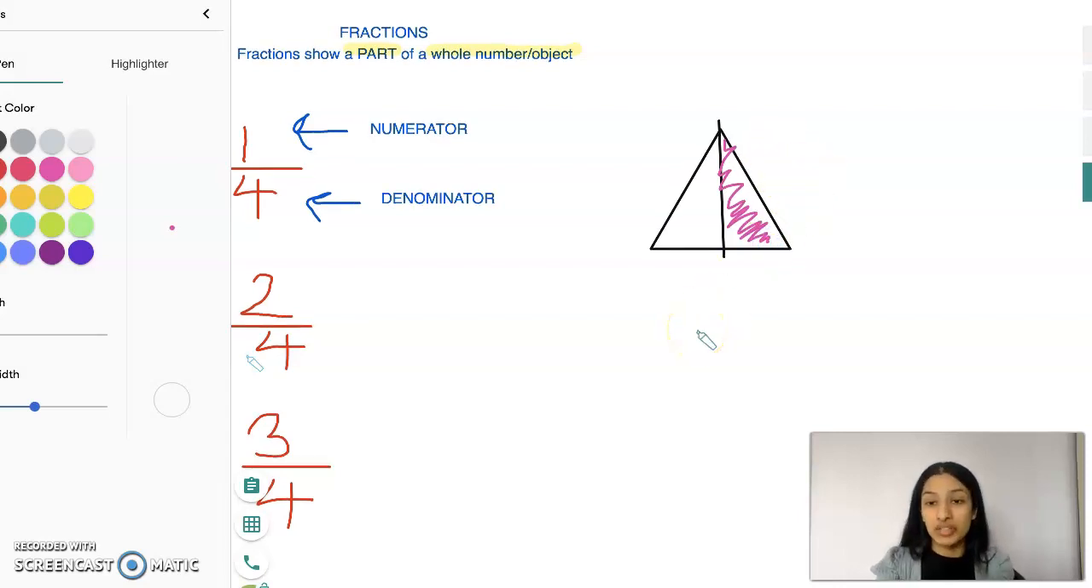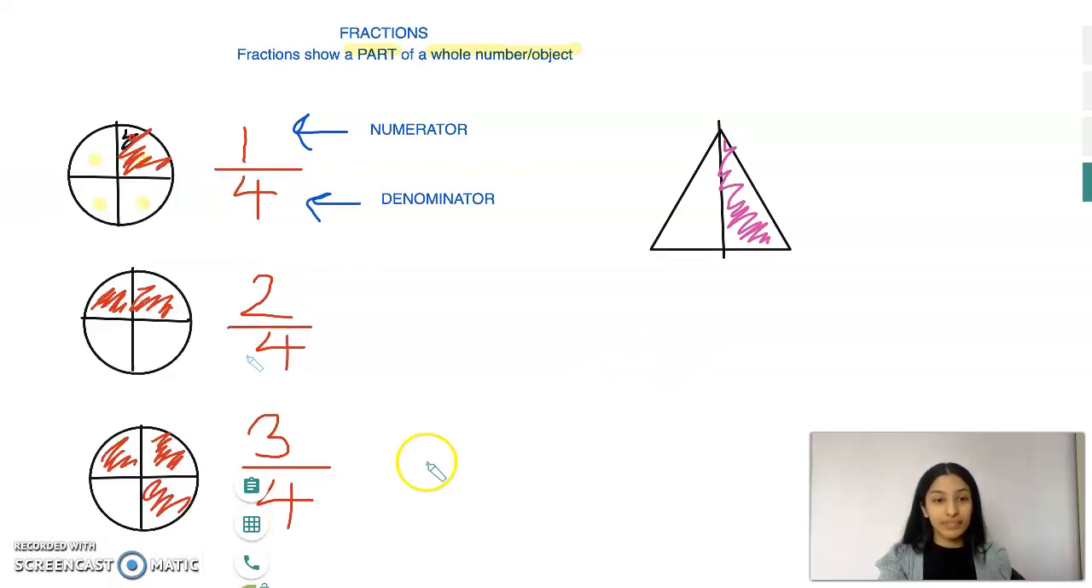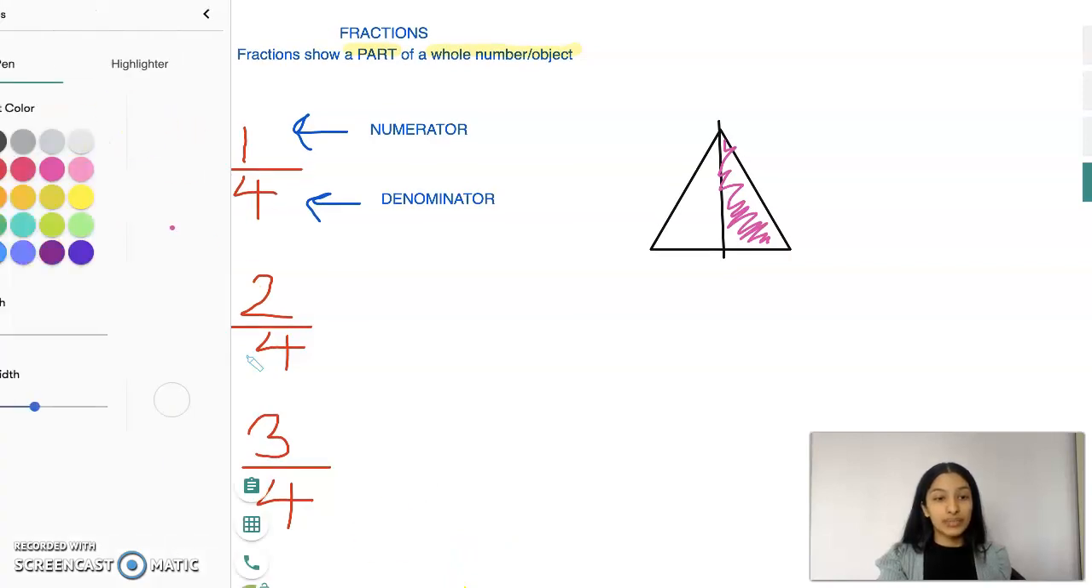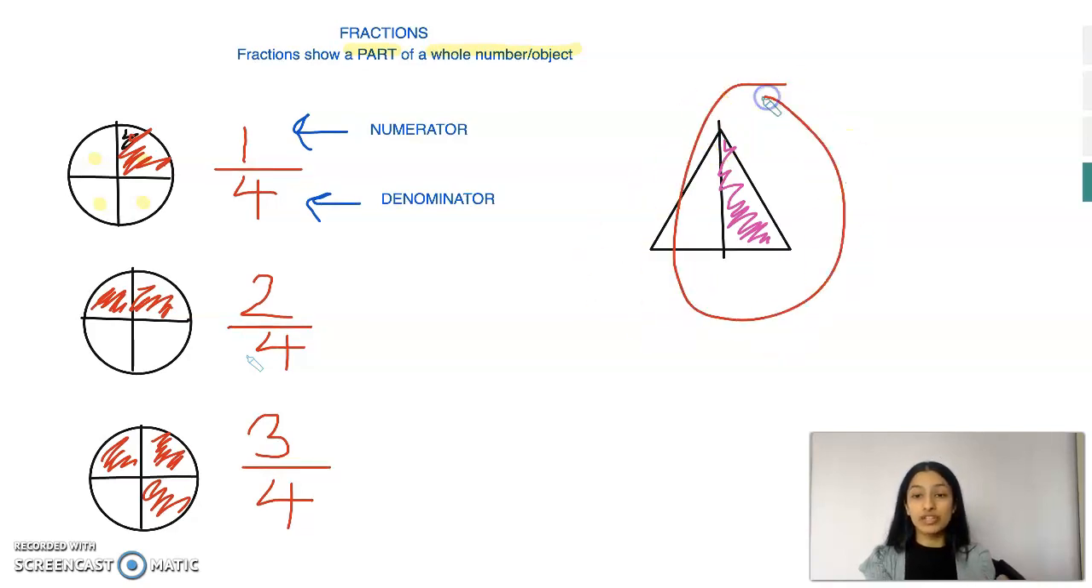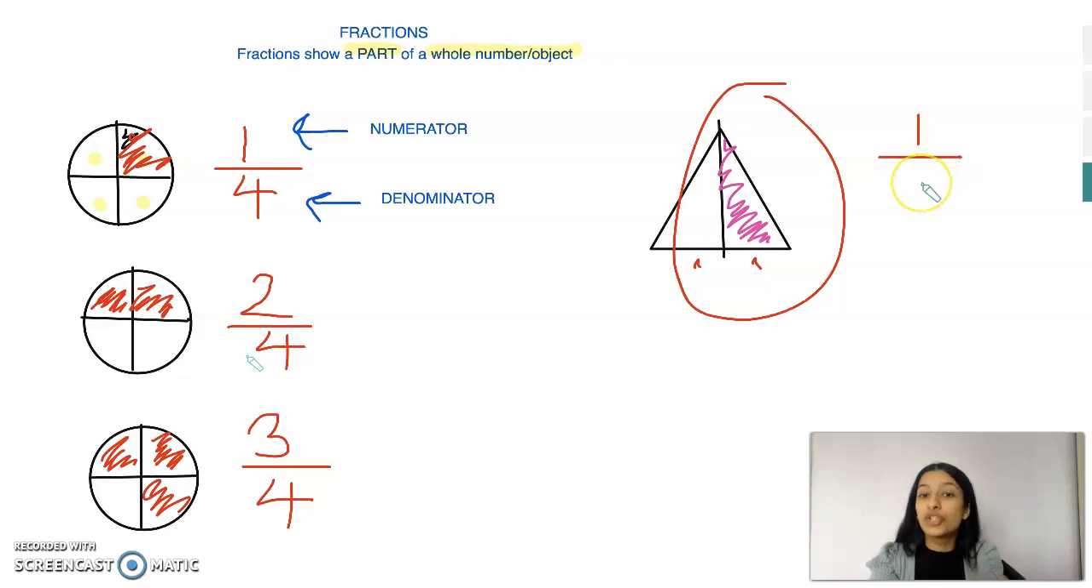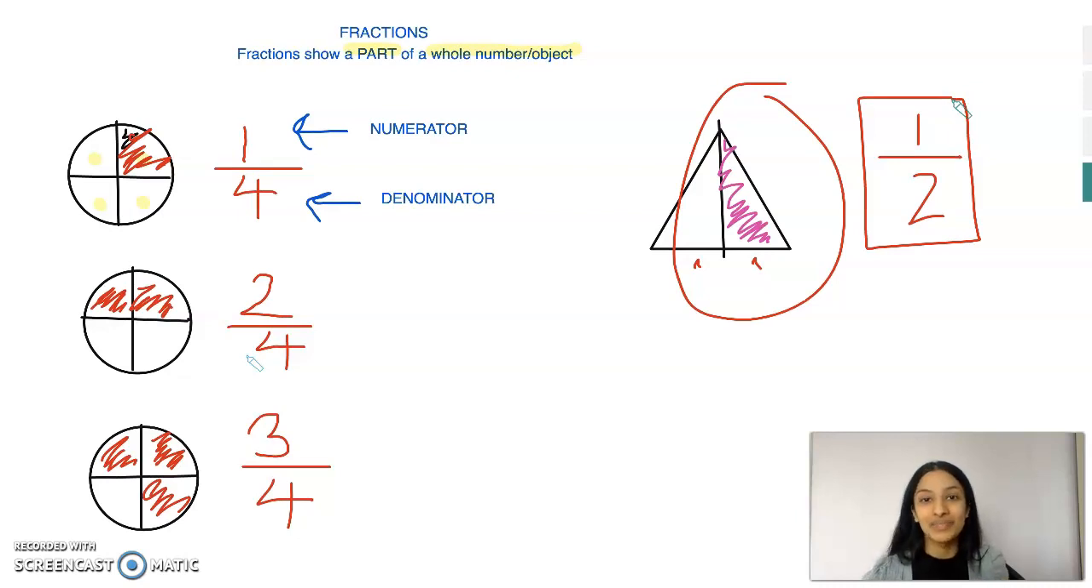Now let's make a fraction out of this diagram. I'm going to get my pen, and there we go. So this diagram over here shows that we have 1 part out of the 2 parts shaded in. So the numerator would be 1 and the denominator, because we have 2 total and equal parts, is 2. So it's half. And that's how simple fractions are.